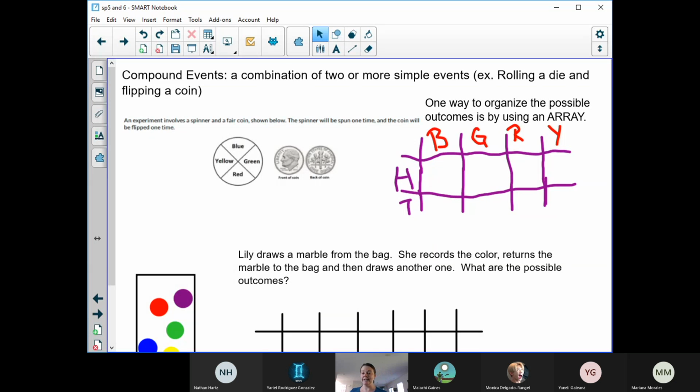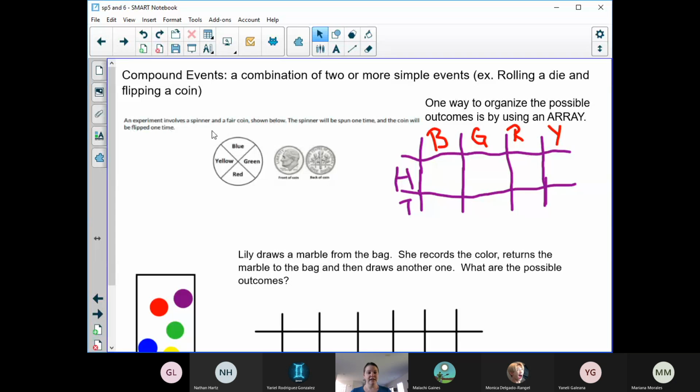So rolling a die and flipping a coin. What are the outcomes that could happen if I did that? One way that we can organize our possible outcomes is by using an array. An array is essentially a table where we can list all of the outcomes that could happen. If you think back to science, when we did Punnett squares, it works like a Punnett square. So let's just dive right in and see how these work.